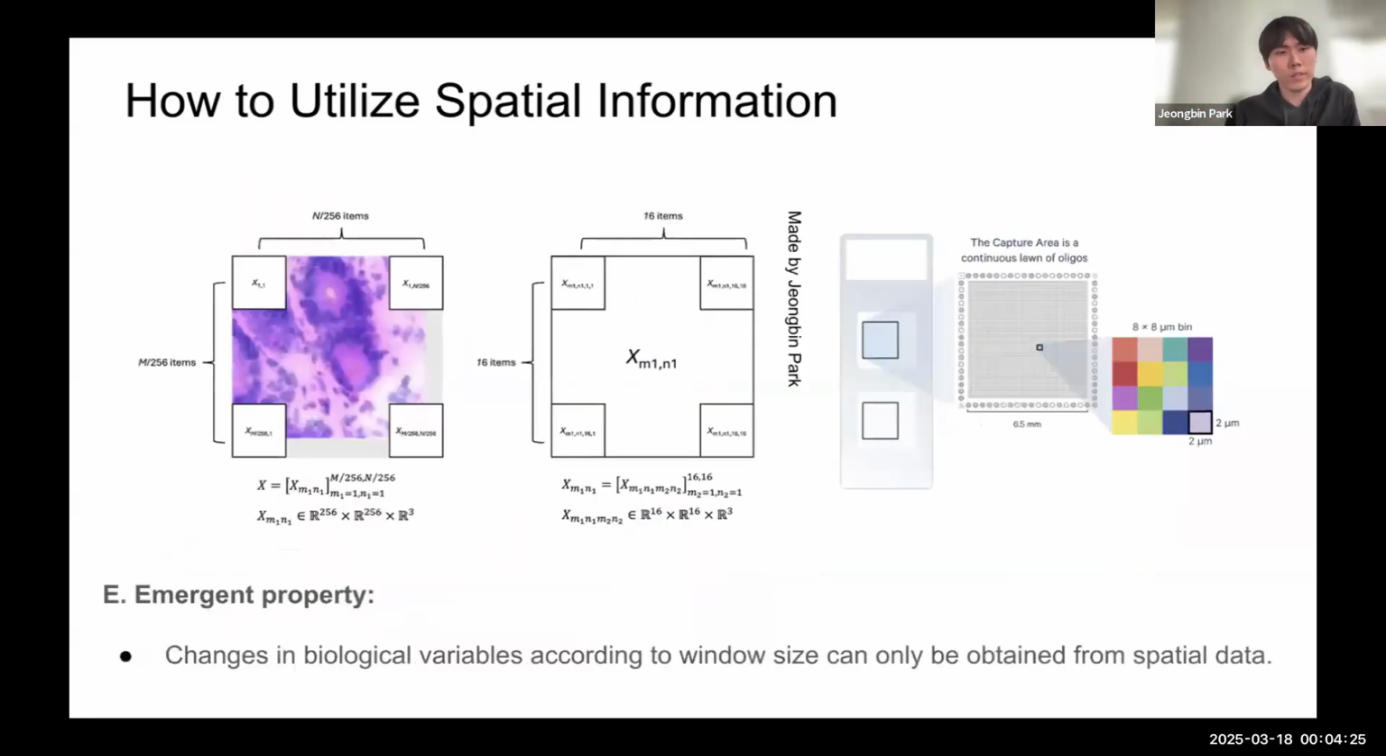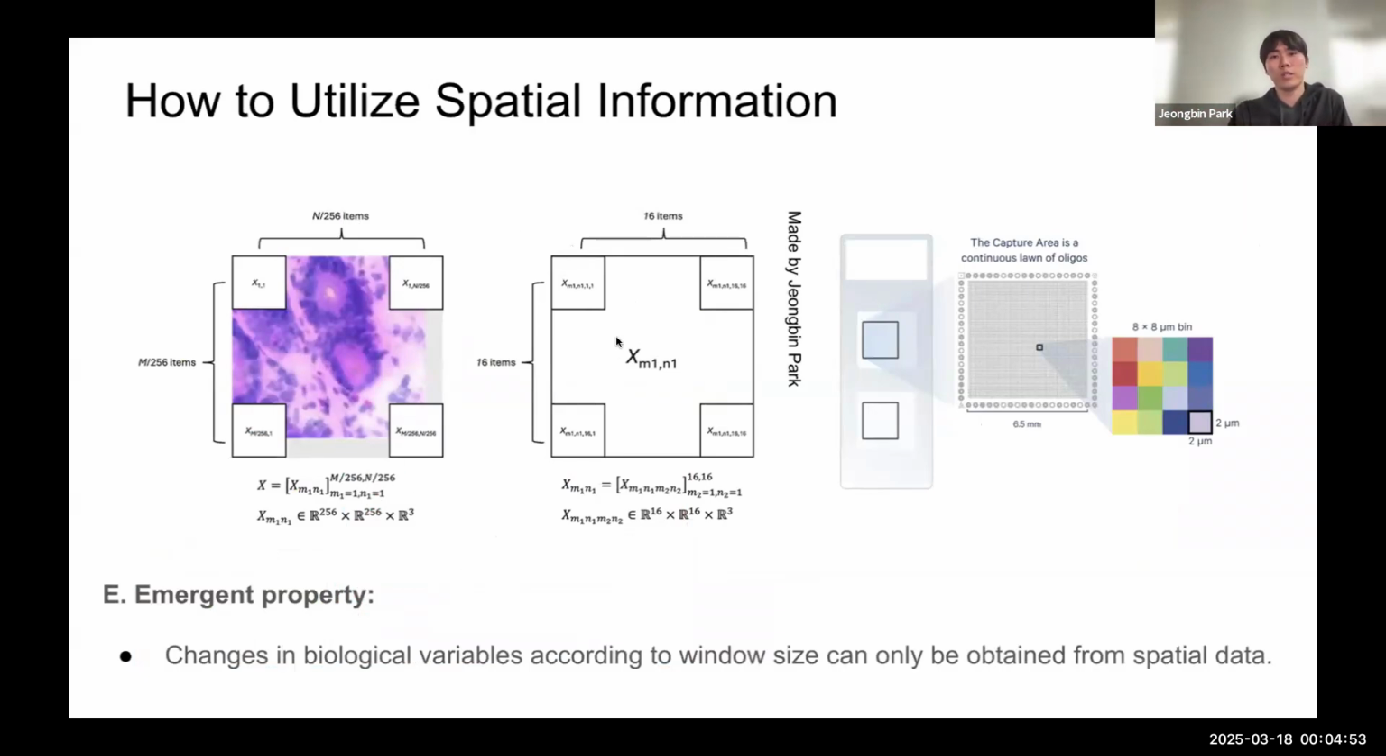And another example is emergent property. So maybe we can think of different window sizes and the biological metrics, or biological variability, or gene expression variability, high-risk gene expression, or something like that, according to different window sizes. And maybe the biological variables can be different according to the size of the window. It is called a spatial emergent property.